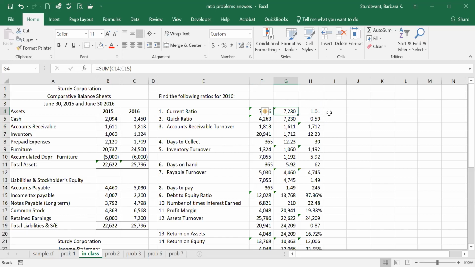So what the current ratio is telling us is that for every dollar we owe in a current liability, we have $1.01 to pay it off. Not a great liquidity situation. In the hospitality industry, you can get away with a little bit less. Our numbers can be a little bit less than if you were in manufacturing.